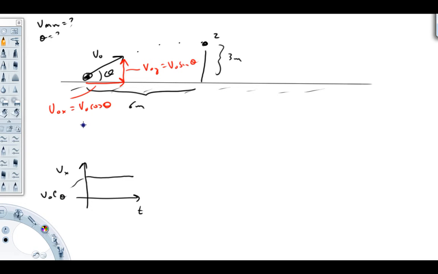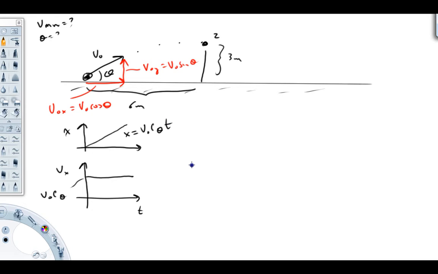Now position against time, again in the x direction. If we have constant velocity, position against time would be linear. And it's not too complex to show that the equation for this line is going to be x equals v sub o cosine theta t.